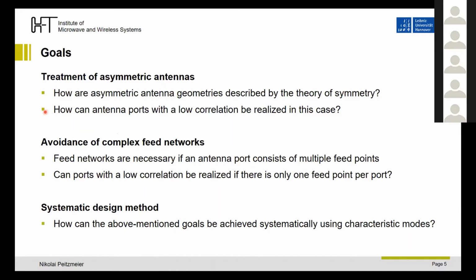So what are the goals of this presentation? First of all, we want to understand what consequences asymmetric antenna geometries have on multi-mode antenna design. Additionally, we want to avoid these bulky and complex feed networks. So we want just 1 feed point per antenna port. In this case, we can completely avoid such a distribution network. And of course, we would like to have a systematic design approach. And this is where the characteristic modes come into play.